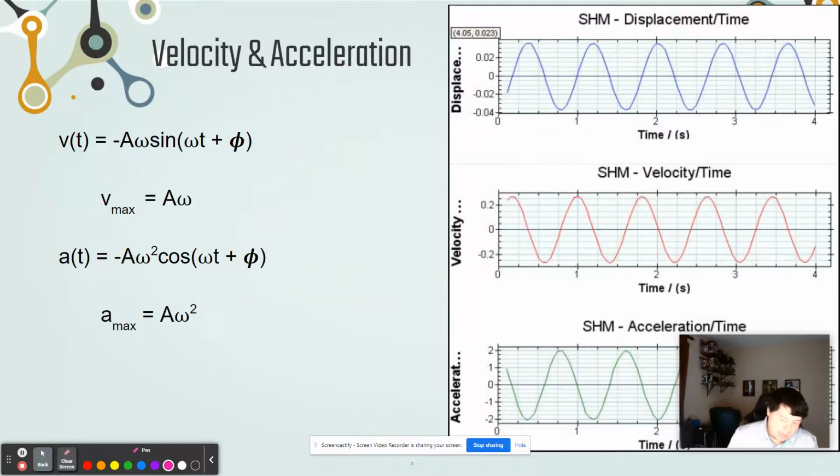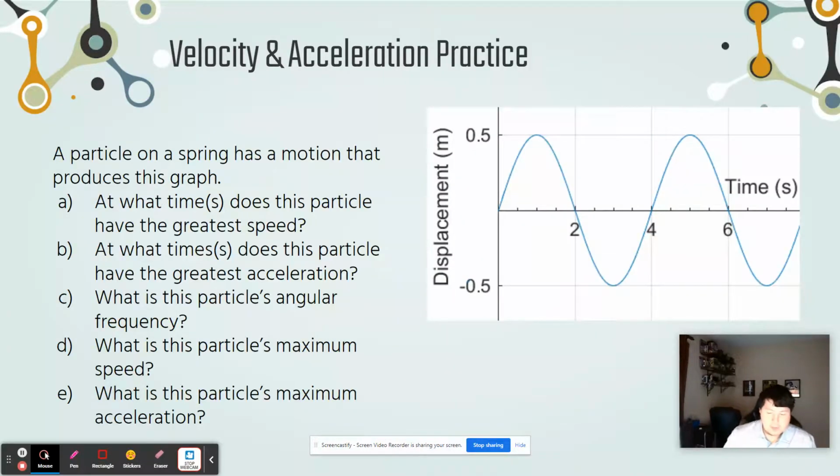Okay, let's take a look at a couple of problems. A particle on a spring has a motion that produces this graph. At what time does this particle have the greatest speed? At what time does it have the greatest acceleration? What is the particle's angular frequency? What's the particle's maximum speed? And what is its maximum acceleration? Take a second if you want, pause the video, and see what you think.